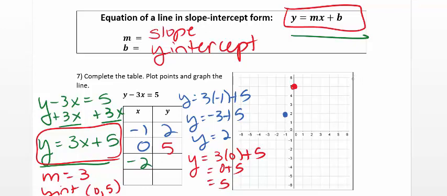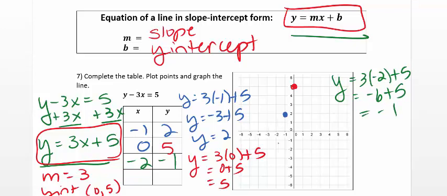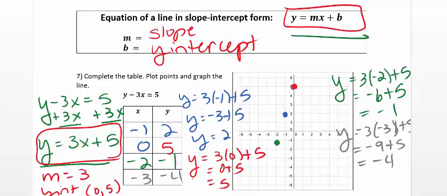I'm going to go ahead and plug in -2, and I'm going to get y is equal to 3 times -2 plus 5. 3 times -2 is -6, plus 5 is going to be -1. So we have a -2, -1 right here. And if I want, I can pick our last value here of -3. Y is going to equal 3 times -3 plus 5. 3 times -3 is -9, plus 5 is going to be a -4. So -3, -4 would be down here.